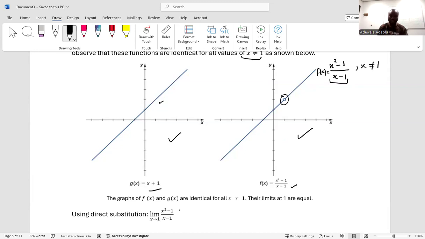That is because this function itself is not defined at x equals 1. So that is why you see it is open here. It is not defined. 1 is not in the domain for that function, so that is why we remove that point. Okay? But we say they are identical. What is actually happening here?